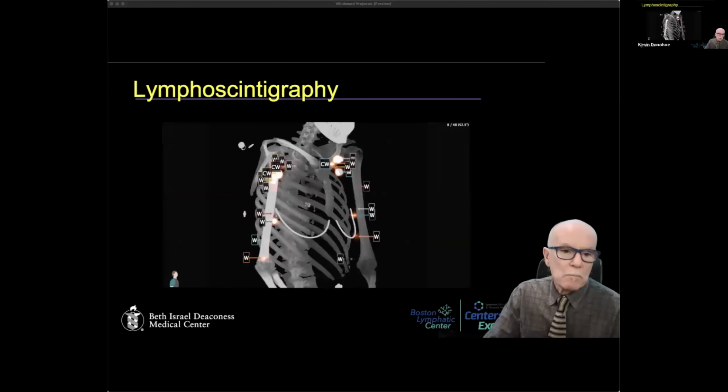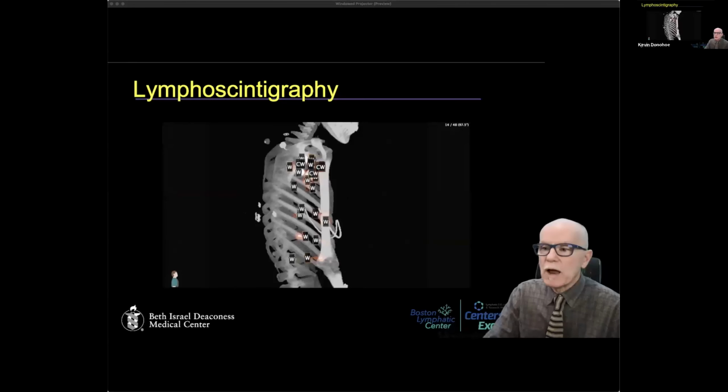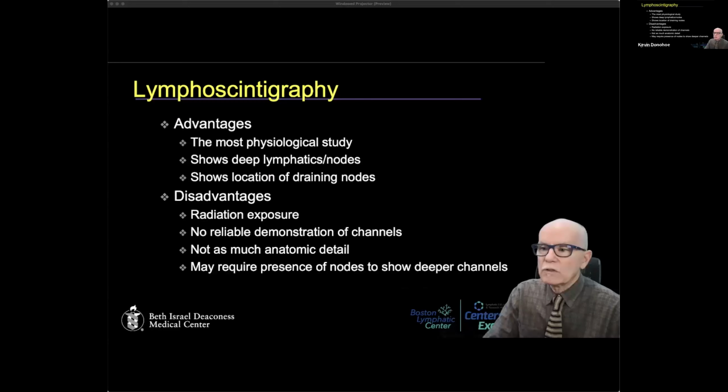Then we can put it in a 3D image and spin it around and get an idea of what's going on. The advantage of lymphoscintigraphy, the most physiologic study, is that we can see deep nodes, deep lymphatics. We can show location of draining nodes: inject a certain site, and you can see which nodes drain that site.